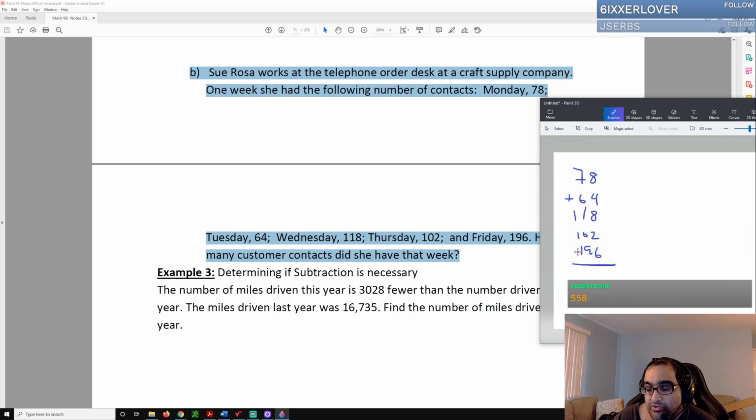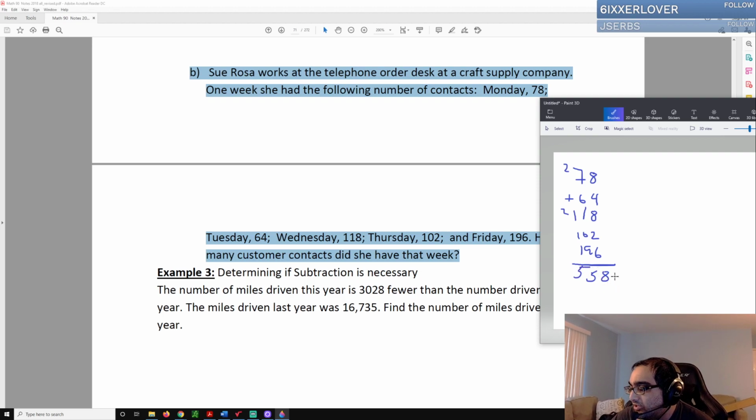So 8 plus 4, again, I lined up these numbers here. So 8 plus 4 is 12. 12 plus 8 is 20. 20 plus 2, 22. 22 plus 6 is 28. 2 plus 7, 9. 9 plus 6, 15. 15 plus 1, 16. 16 plus 9, 25. And we got 2, 3, 4, and 5. Okay, so the answer indeed is 558.